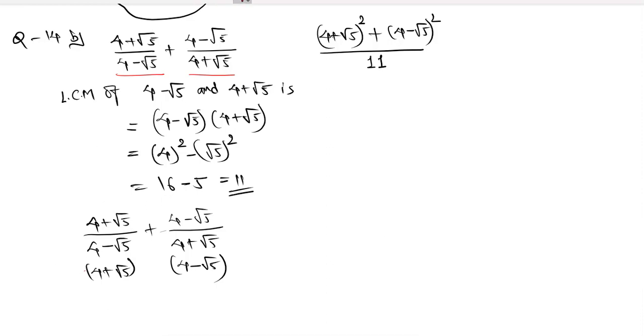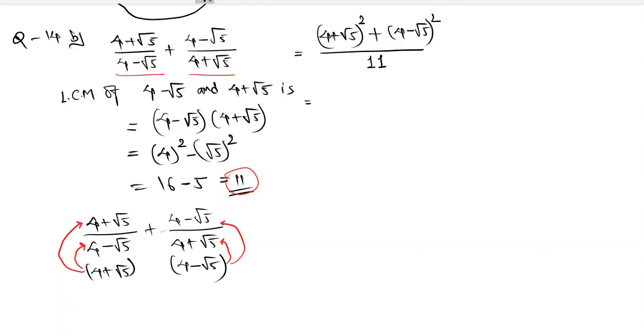I multiplied 4 plus root 5 in the numerator and in the denominator, and 4 minus root 5 here in the numerator and in the denominator. So 4 plus root 5 the whole square plus 4 minus root 5 the whole square upon the LCM. LCM we already found, it was 11. Correct? So we have to just simplify this.